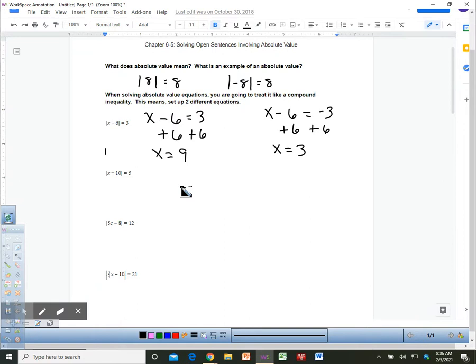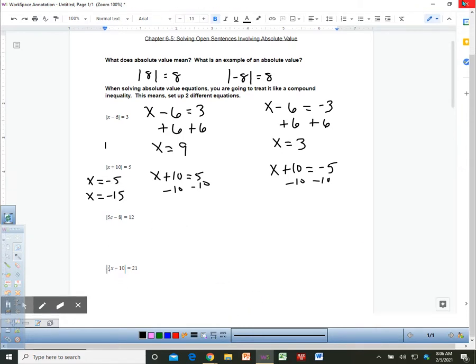So if you look at the next one, absolute value of x plus 10 equals 5. So we need to set up two equations. One where x plus 10 equals what they tell us it equals, and one where x plus 10 equals our opposite, our negative version of it. Okay? So we're just going to solve these. So I'm just going to subtract 10 from both of them. So x can be negative 5 and x can be negative 15.